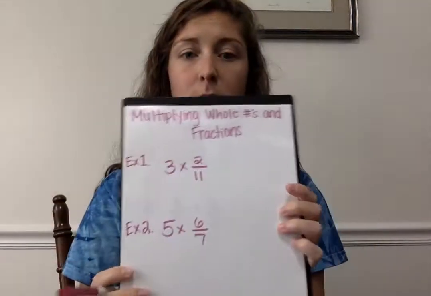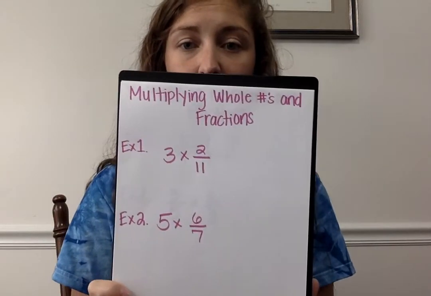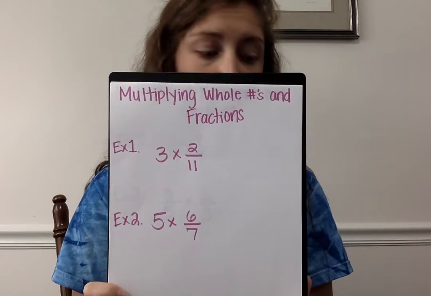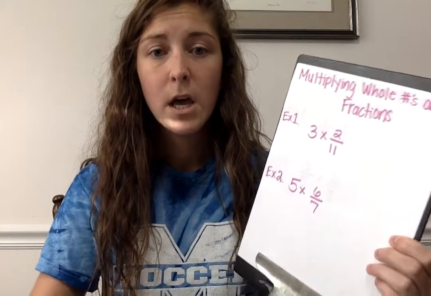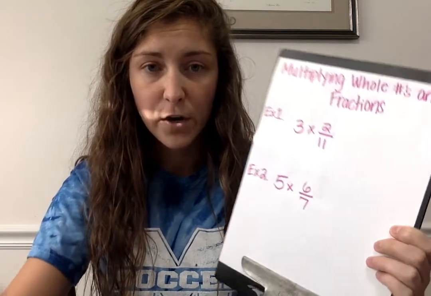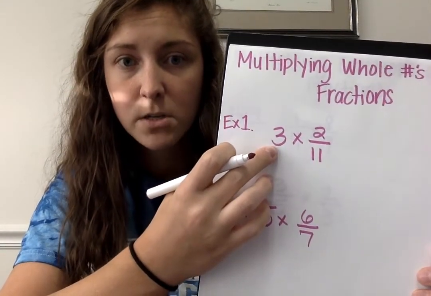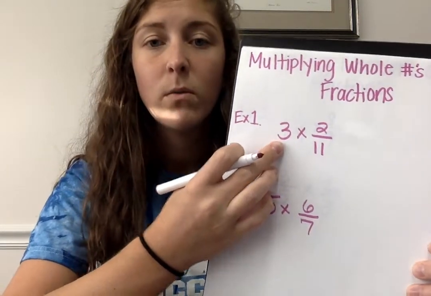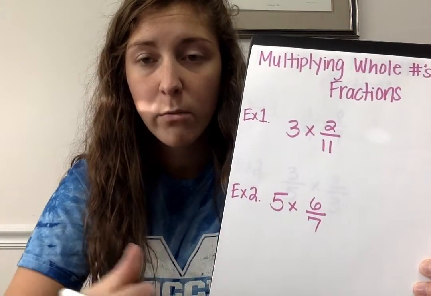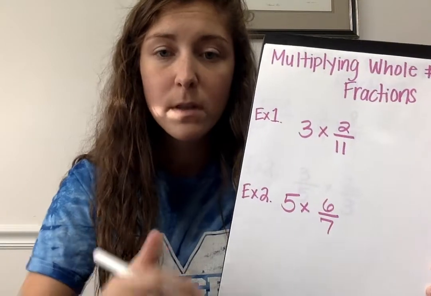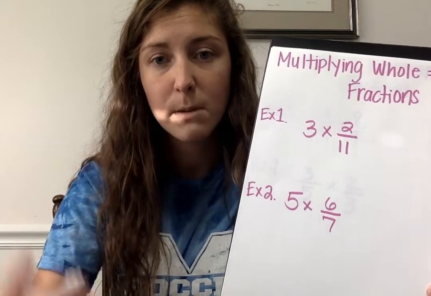So the first thing that we're going to talk about today is multiplying whole numbers and fractions. And this is just one way to multiply fractions. So we're going to talk about this starting off first. And our first example right here is 3 times 2/11. Well, whenever we multiply a whole number, there's something that we have to do before we can actually multiply it.